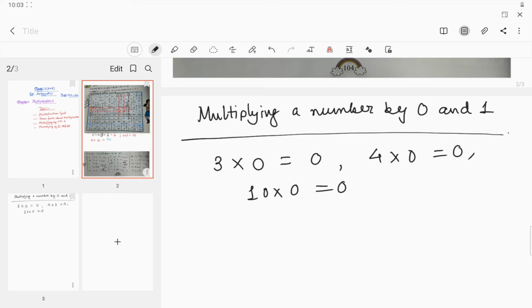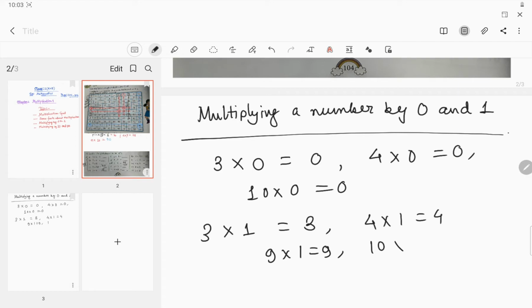When you multiply a number by 1, you will always get the number itself. 3 ones are 3, 4 ones are 4, 9 ones are 9, 10 ones are 10. Right?